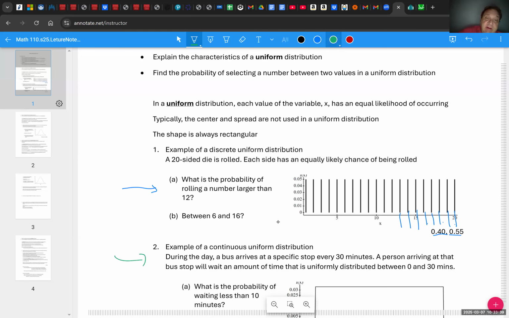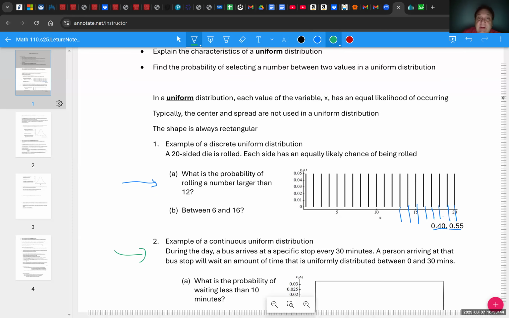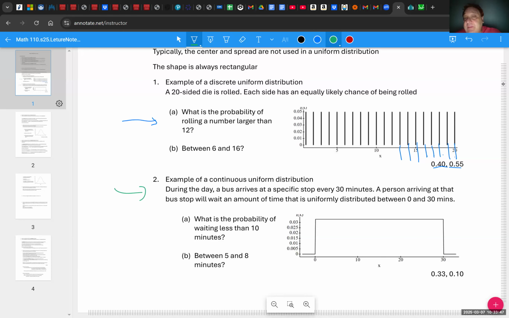So my second example right here, I'll read out the example first and then I'll discuss it. It says during the day, a bus arrives at a specific stop every 30 minutes. A person arriving at that bus stop will wait an amount of time that is uniformly distributed between 0 and 30 minutes. So unless they know the specific bus schedule and can aim for a particular time, if you just show up, the bus could be right there and you spend no minutes waiting, or you could have just missed the bus and it could be a 30-minute wait or anything in between. You don't really know. So every different amount of time that you could wait is equally likely.